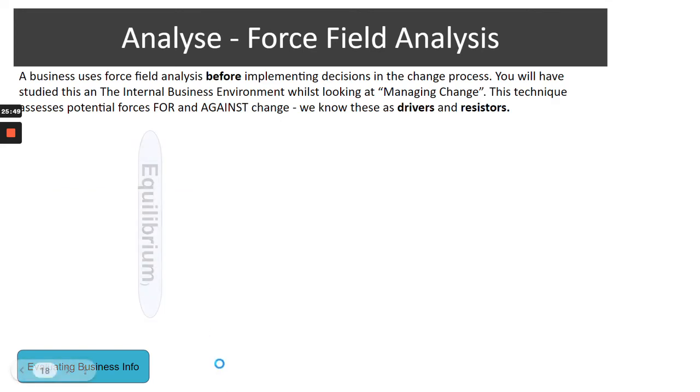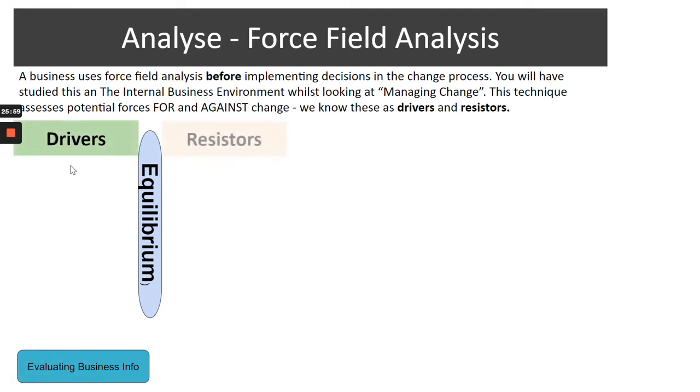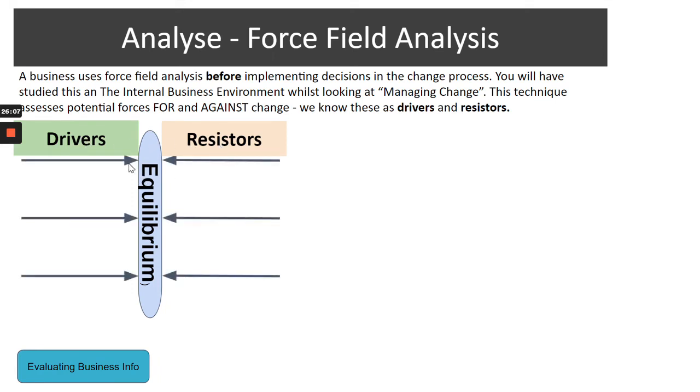So, just to recap, your force field analysis diagram should start with your equilibrium line down the middle. Then it should have your drivers and your resistors. Your drivers should be on the left-hand side and your resistors on the right-hand side. Then you should have your arrows of varying lengths which touch your equilibrium line. Finally, you should have your assets for change under your drivers, resistors and equilibrium.